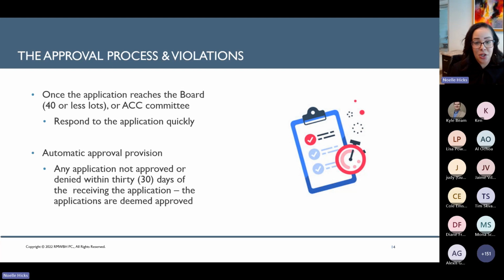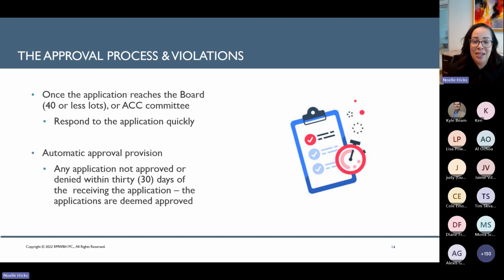Now, this is really important, so I want you guys to pay close attention. A lot of times deed restrictions have an automatic approval provision where any application that has not been approved or denied within 30 days, it's deemed approved. Now, this can be problematic for so many reasons, and it's important for communities to know whether or not they have this provision in their deed restrictions, because it has come back to bite a lot of communities if they are not aware that this provision exists.